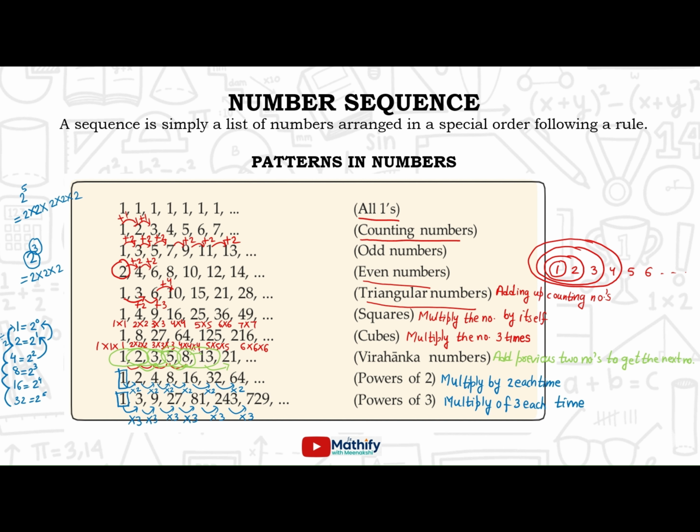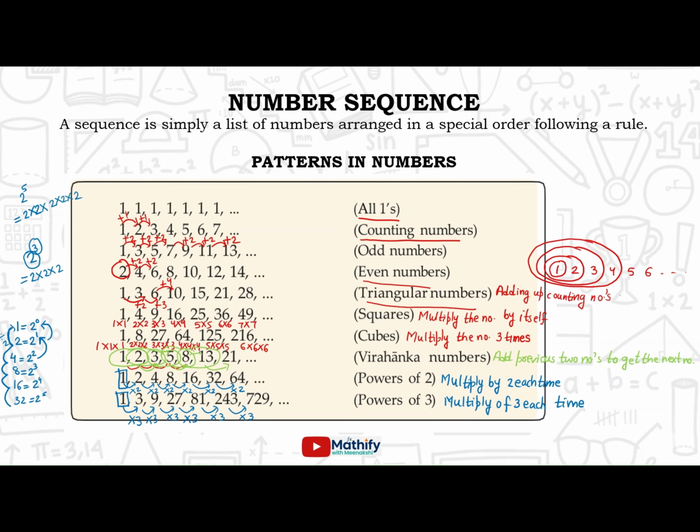Because if you start with 5 and you say 5 into 2 is 10, 10 into 2 is 20, that again you are multiplying by 2, but you can't say powers of 2. There you will write just the multiplication by 2. Powers of 2 we can say only when you take the prime factorization of that number, and you will get only 2's. Similarly, if you take the prime factorization of that number, you will get only 3's.